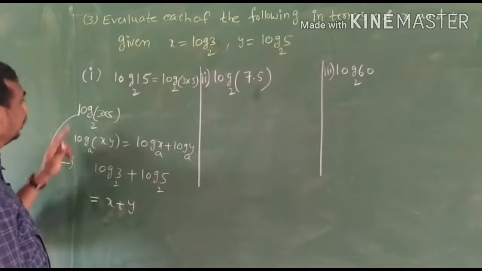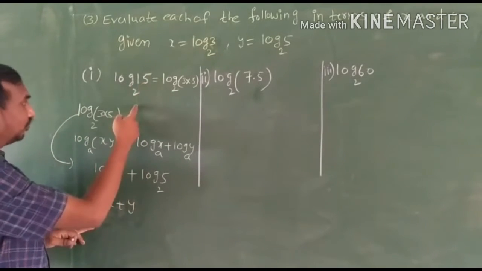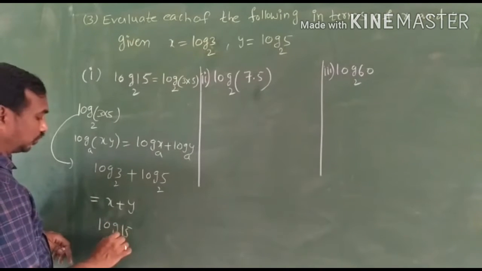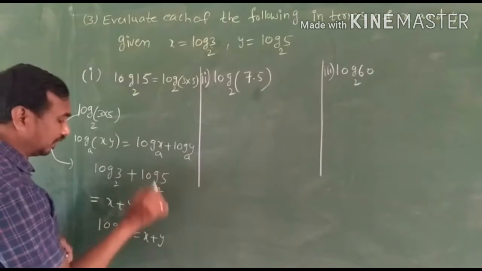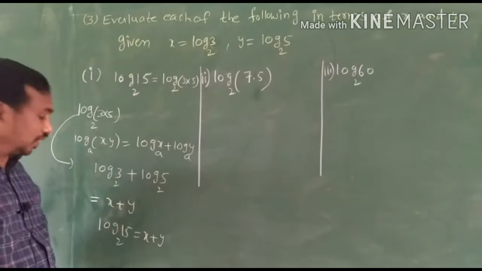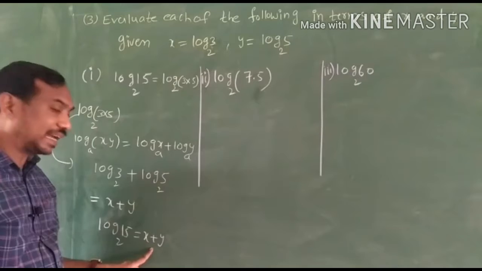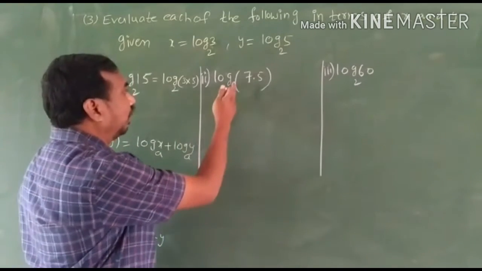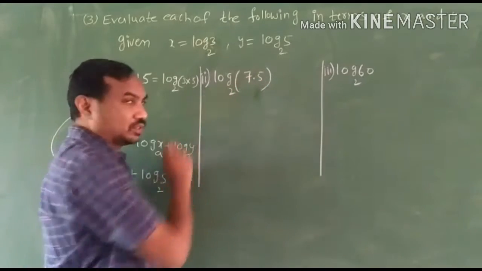So simply, log 15 base 2 is nothing but x plus y. That means the problem here asks us to change it into x and y form. That is, log 15 base 2 can be expressed as x plus y. So now the second problem, log 7.5 to the base 2.